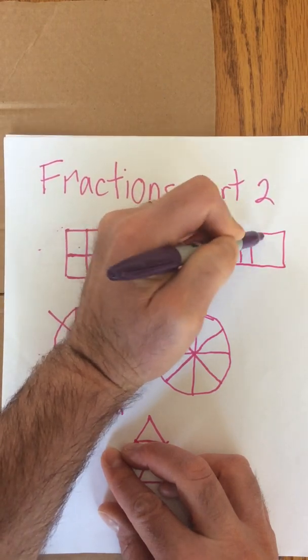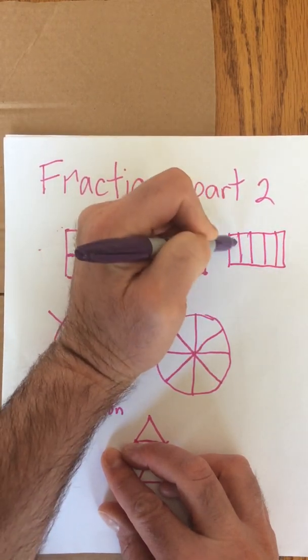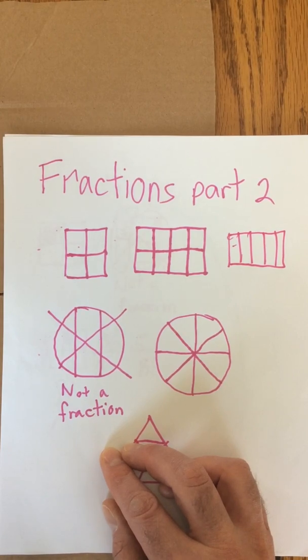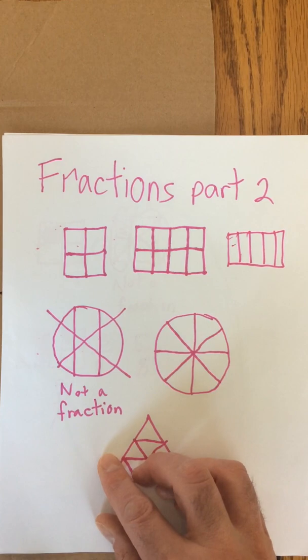I can go 1, 2, 3. So that gives me 5 pieces. So odd numbers there as well. You can do any amount of pieces with a square or rectangle. Just depends how you cut it up. Just try to make sure they're as equal as possible.